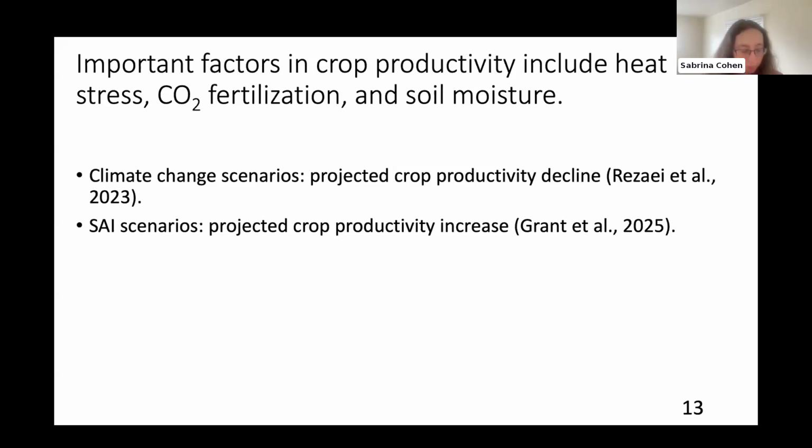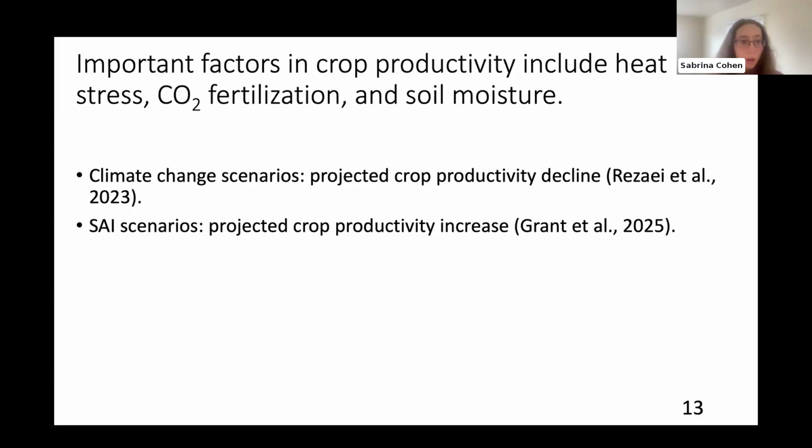So the next big idea that I have up here is: important factors in crop productivity include, and "include" is a very crucial word here because obviously there are many more factors that can contribute from a climate sense to crop productivity. But these are the most important factors that I found in my study and also that I found in the literature. So the important factors in crop productivity include heat stress, CO2 fertilization, and soil moisture/precipitation.